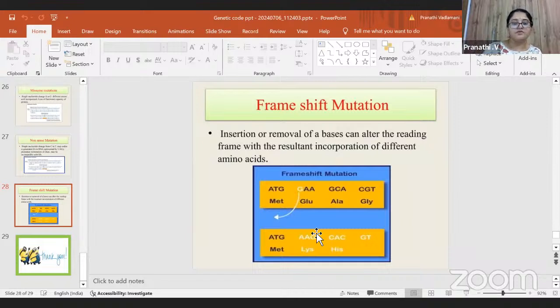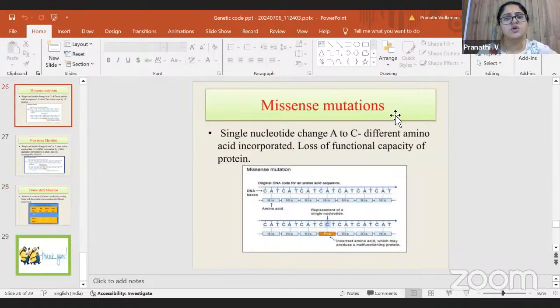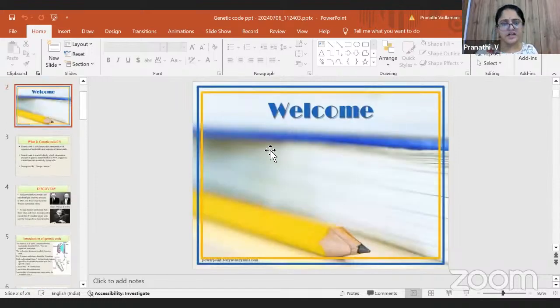Frame shift is what is happening if there's a removal of a base, so the reading frame changes, because of which ATG, GAA in this manner. What happens is, if the G for guanine is removed, it is going to read as AAG, adenine, adenine, guanine. So this causes the production of a different amino acid, and this causes the production of a different protein altogether. So this is what we see in the genetic code.